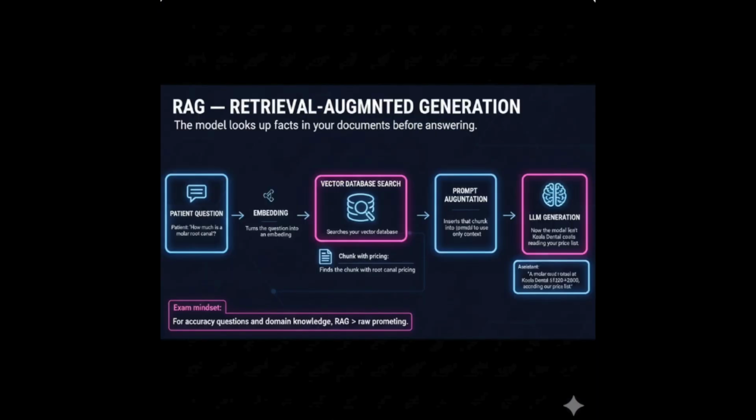Retrieval Augmented Generation. RAG is the king of hallucination control. Simple definition: the model looks up facts in your documents before answering. Dental example: patient, how much is a molar root canal?